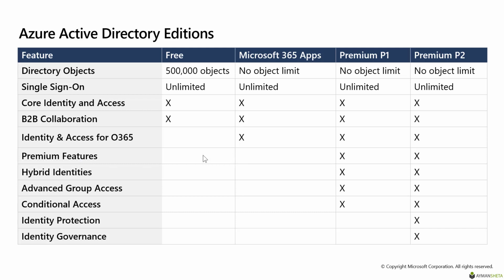Now we are coming to the point where most of the features will be available with the premium version, like advanced group access and conditional access. This is an extra layer. If we remember, ladies and gentlemen, as we spoke about using multi-factor authentication to add an extra layer of security, we can also use conditional access as a second layer of security.